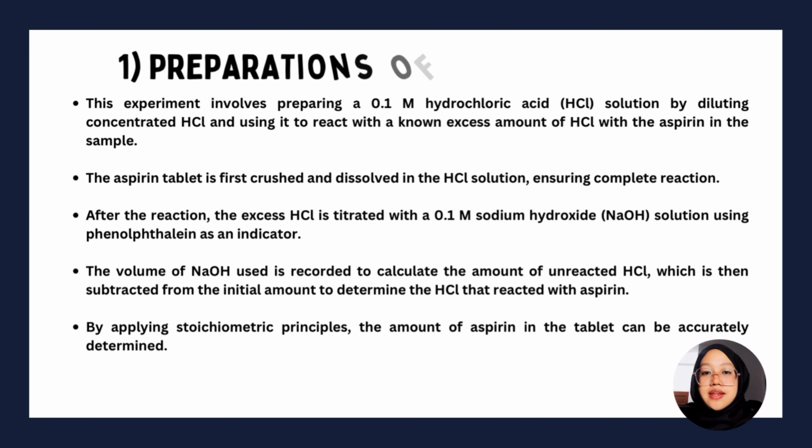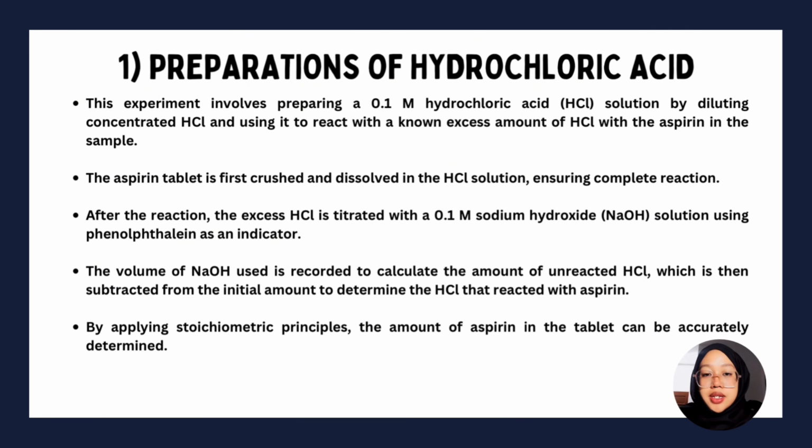Back titration is an effective analytical technique for determining the amount of aspirin in a tablet when direct titration is not feasible. This experiment involves preparing a 0.1 M hydrochloric acid solution by diluting concentrated hydrochloric acid, using it to react with the aspirin in the sample. The aspirin tablet is first crushed and dissolved in the hydrochloric acid solution, ensuring complete reaction. After the reaction, the excess hydrochloric acid is titrated with a 0.1 M sodium hydroxide solution using phenolphthalein as indicator.